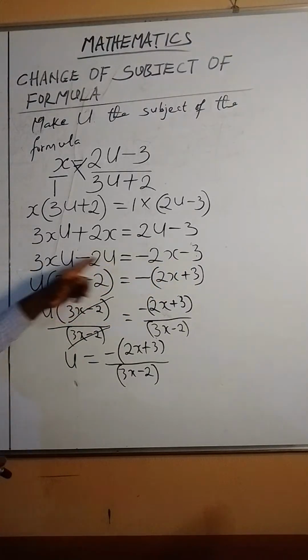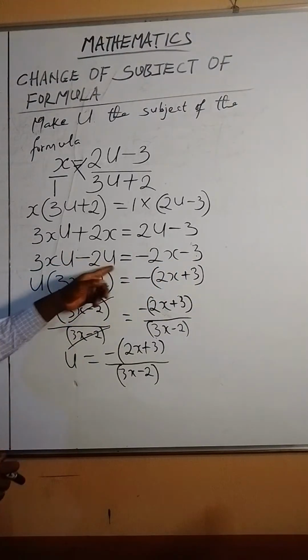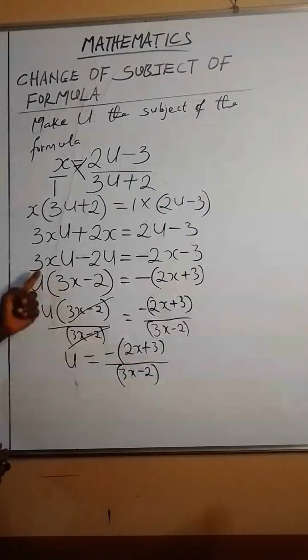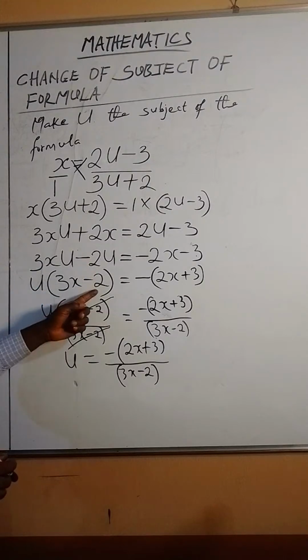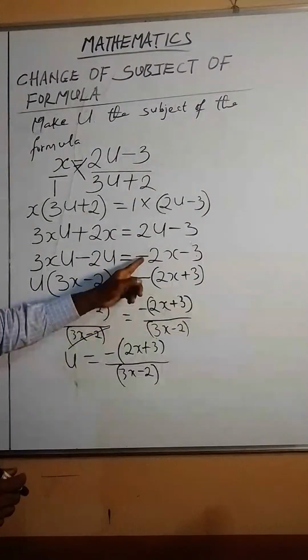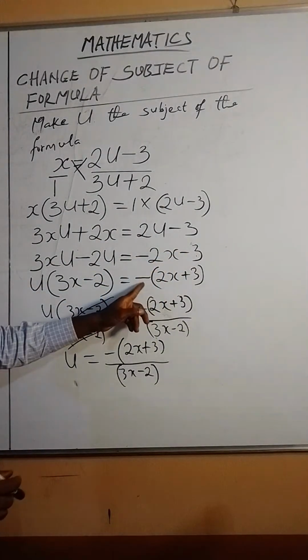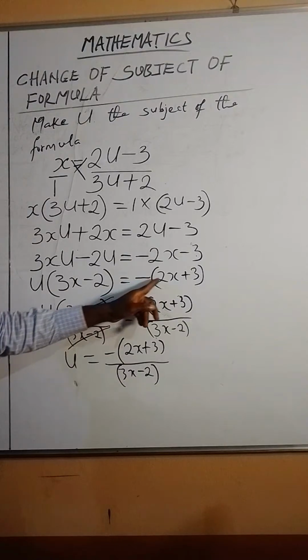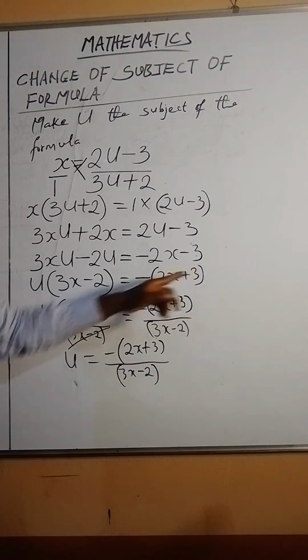Then here, we now know that u is common. We can bring it out from the brackets. Then we'll be left with only 3x minus 2 in the bracket, because the u is out here, factorized. Then here, we have minus and minus. We'll bring out the minus, and we'll be left with 2x plus 3 inside the bracket.